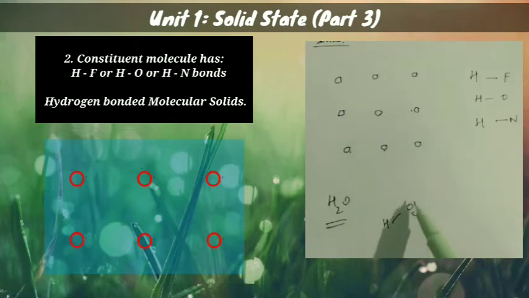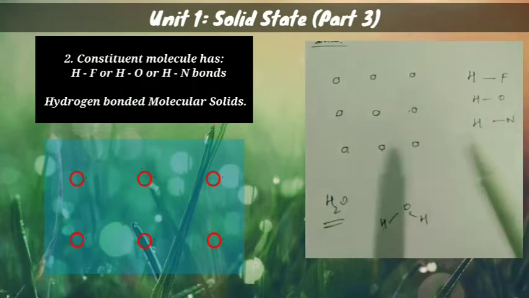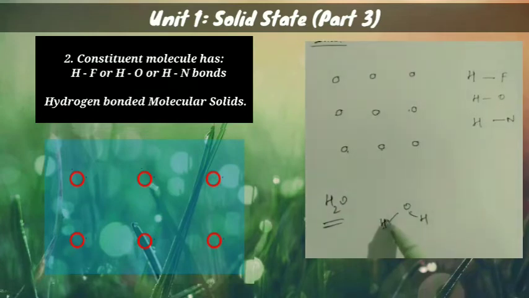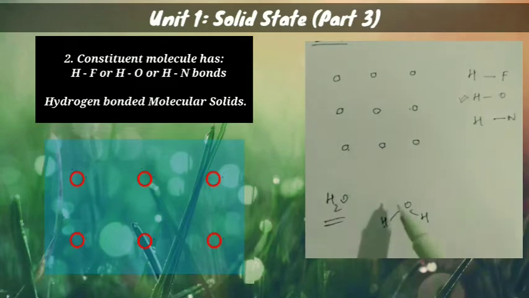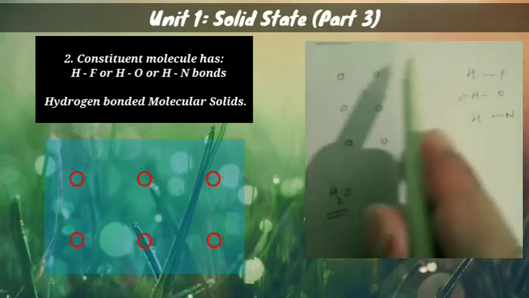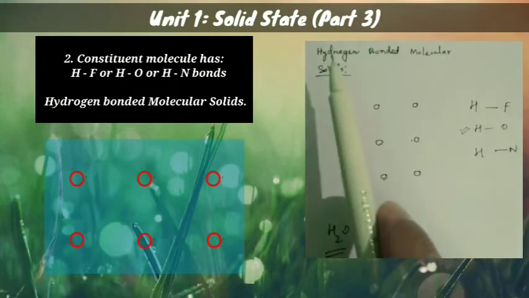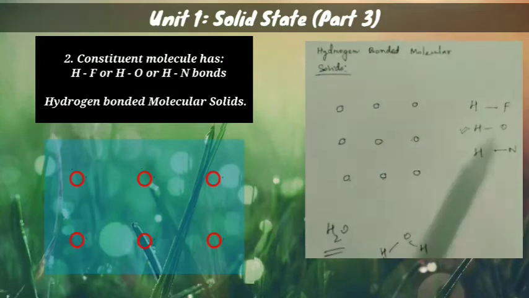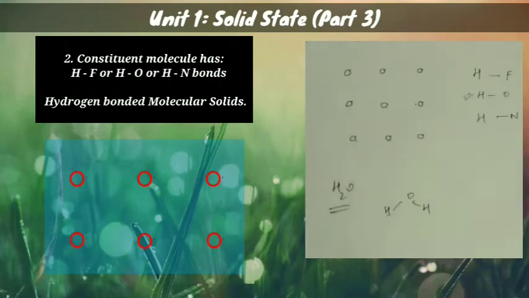In the molecule of water we have one oxygen and hydrogen bonds. So see here, in between these three, this bond is present. That means if this water molecule is going to form a molecular solid, then that molecular solid will be your hydrogen bonded molecular solid. So how will they form that hydrogen bonded molecular solid? Let us discuss this.